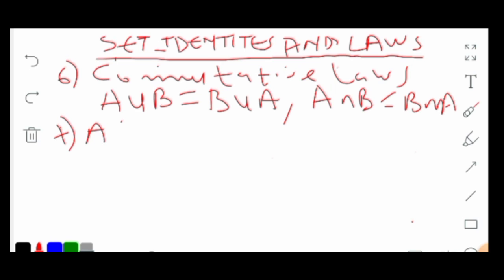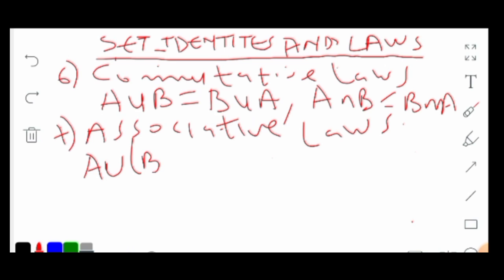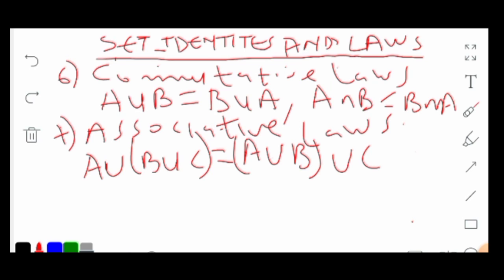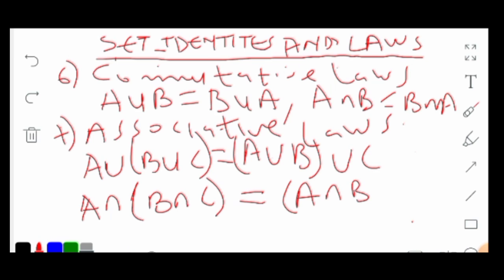Number seven is associative law. Associative law says A union (B union C) equals (A union B) union C. So it will give us that. And also, if you try this, A intersection (B intersection C) will always equal (A intersection B) intersection C. So it always gives us that.